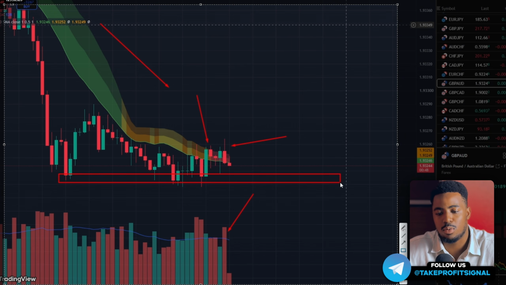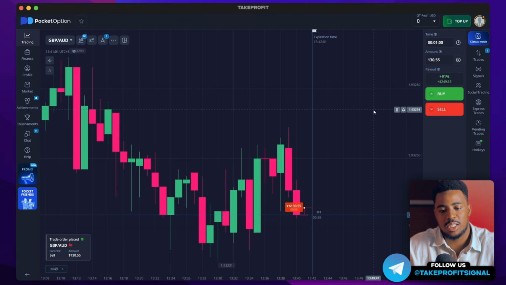Below, I see a good support level that the price will likely aim for. It's obvious that here the seller is stronger, and I will enter the trade downwards. My position is open.